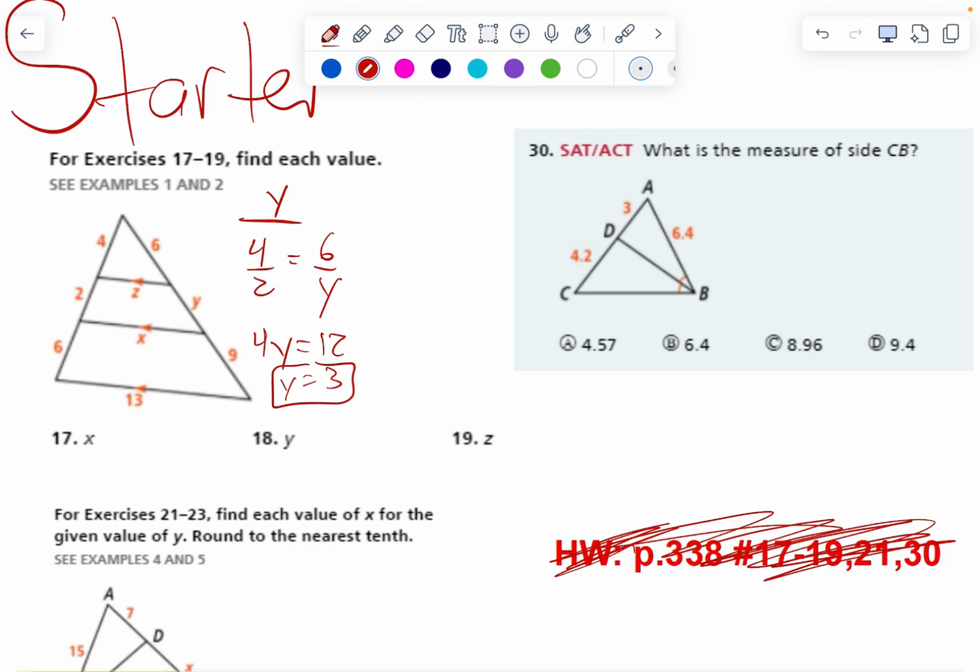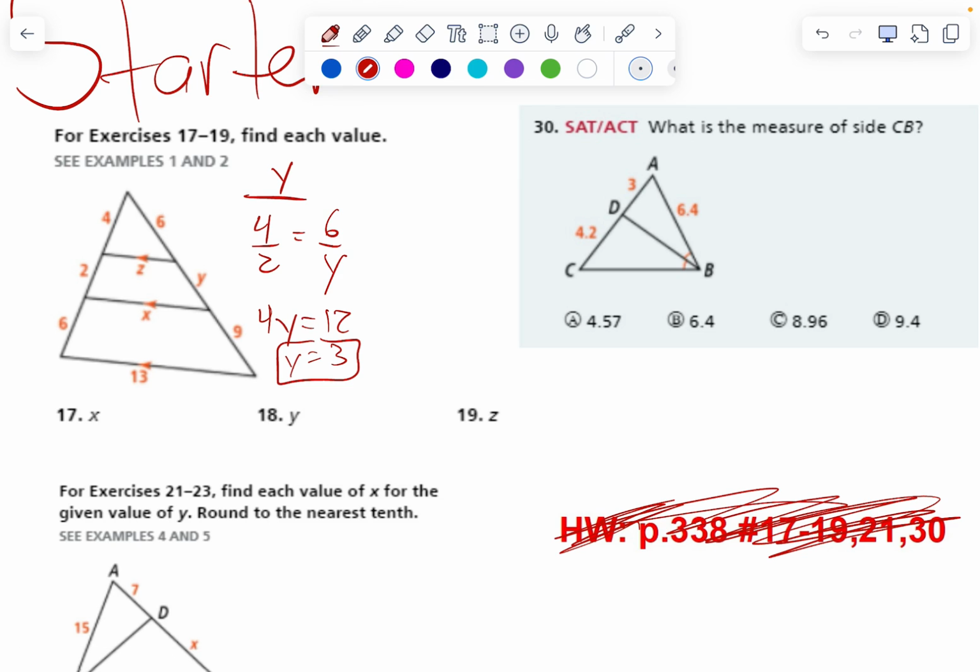All right, how about z? What's a good way to get z? Can we use side splitter for it? Why not? Yeah, it's not a side, right? It's a base now. So we cannot use the side splitter for z or for x, actually. Are these right triangles? So don't use Pythagoras.